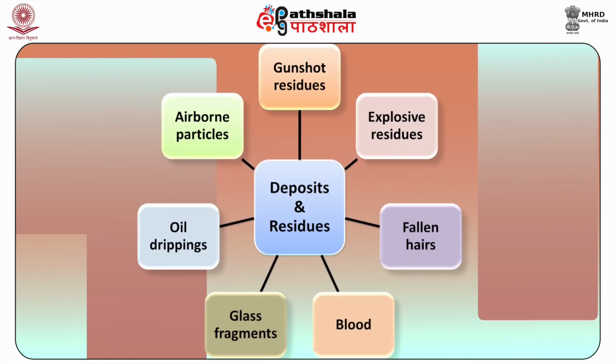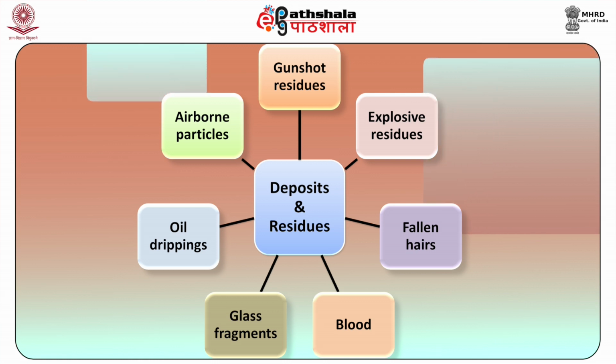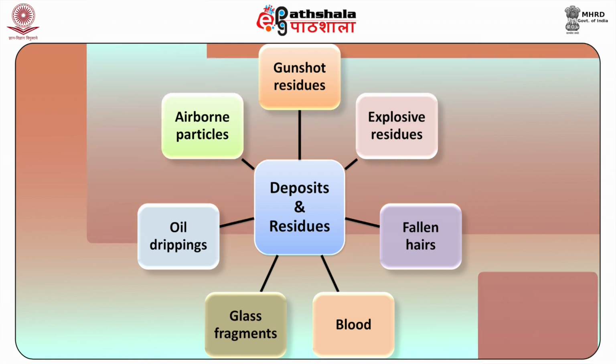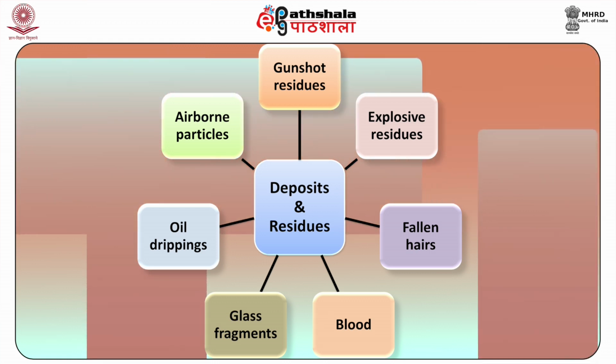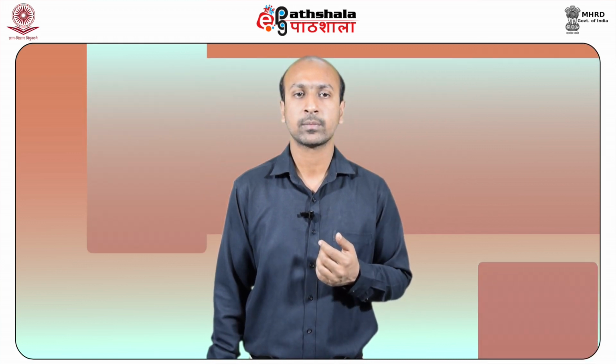GSR, gunshot residues, explosive residues, fallen hairs, blood, glass fragments, oil drippings and airborne particles are examples of this category. Such evidence may possess both class and individual characteristics and play an important role in the construction of an event.